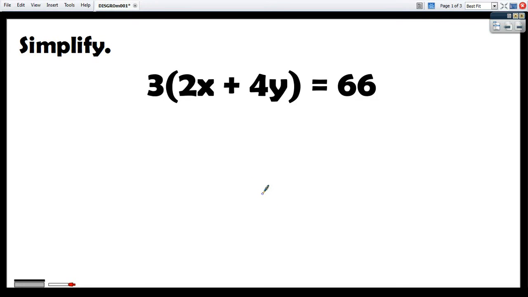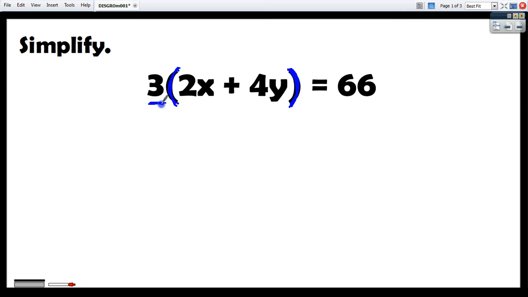Alright, let's take a look at a few more examples with our concept of distributive property, keeping in mind our whole analogy of the grocery bags. So here, if you read this equation the correct way, is 3 times parentheses, and inside the parentheses 2x plus 4y equals 66. What we're focused on is the parentheses, which once again is like thinking of these parentheses as a container or a grocery bag.